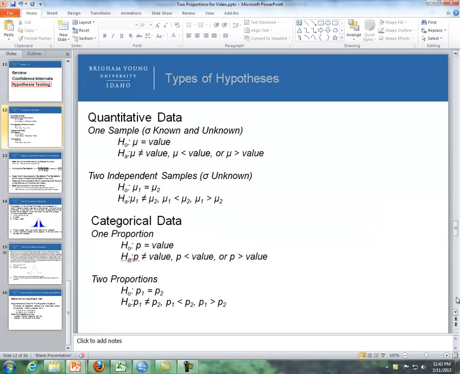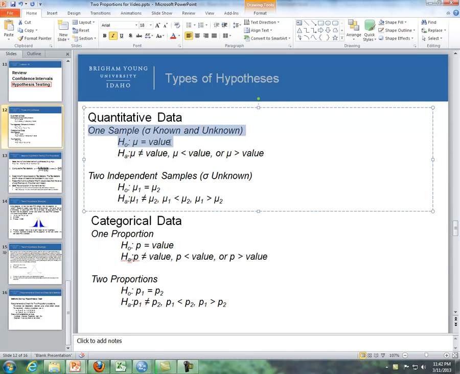Alright, so before we get into that, I just want to review a little bit the different types of null and alternative hypotheses that we dealt with. Way back in Unit 2, when we dealt with one sample, one mean, sigma known and unknown, the null hypothesis was mu is equal to some value. It could be any value, and the alternative hypothesis was either mu is not equal to a value, or less than the value, or greater than that value.